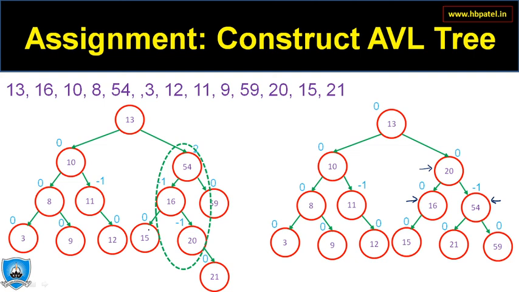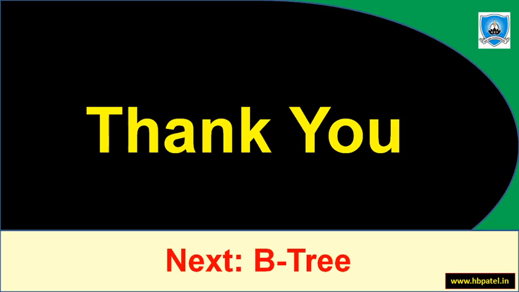Okay, and what are the other numbers? I need to set this 15, which is less than 16, so it is set here. Now the 21, which is greater than this 20 but less than 54, so it is set here. And last is 59, which is greater than 54, so it is set on the right hand side. So all the numbers have been set, and now you can see that all the balance factors are either 0, -1 or 1. So this is my AVL tree.